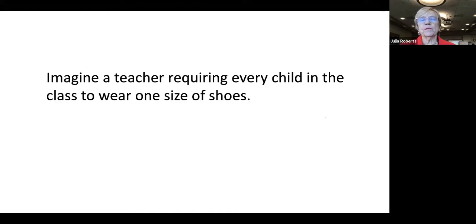So imagine with me for just a moment what a class would be like if the teacher required every child to wear one size of shoe.